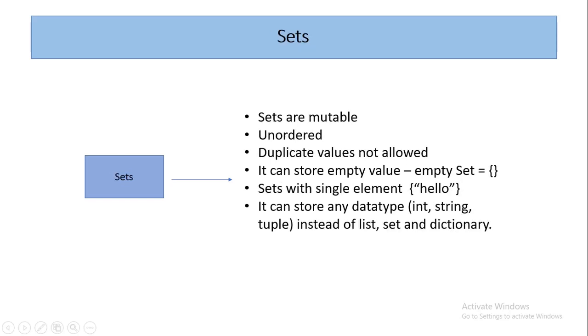Then next are sets. Sets are mutable. Once you create a set, you can also insert more values, but we cannot access values through index number from sets. Sets we can create through curly braces, and they can have integer, string, or tuple type of values. List, set, and dictionaries are not allowed here.